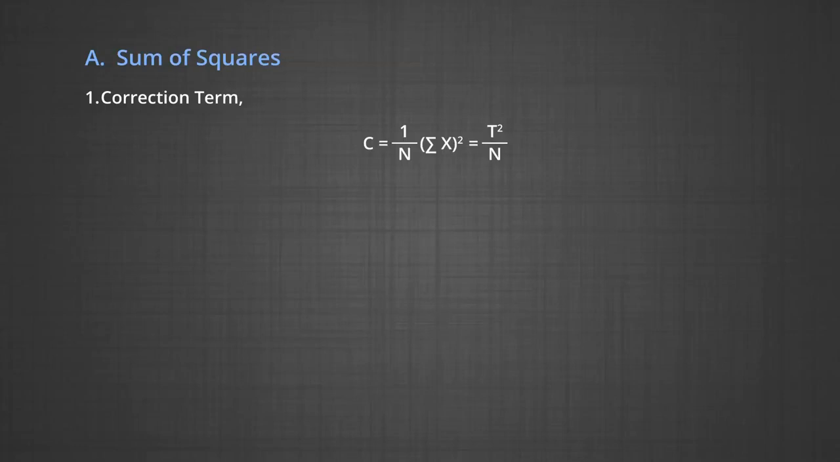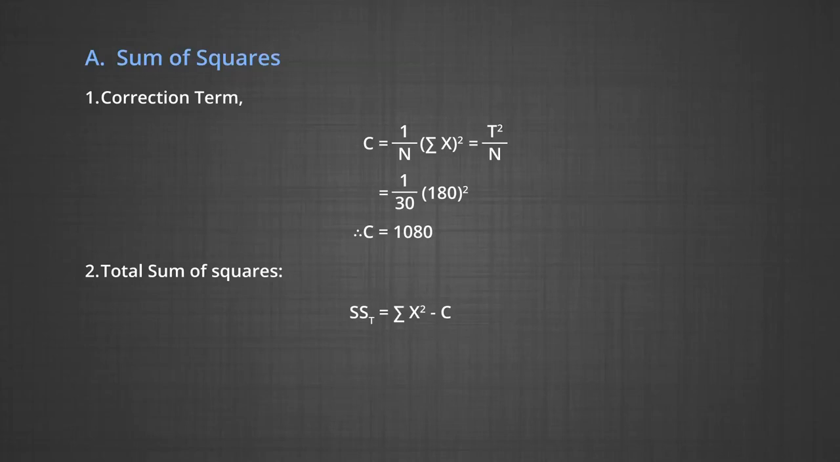Correction term C is equal to 1 upon n times (sigma x) whole square, which is equal to T square upon n, that is 180 square upon 30, and that is 1080. Now we calculate the total sum of squares, and the formula for this is sigma x square minus correction. SS total is equal to 10 square plus 7 square plus 6 square plus 10 square plus and so on, plus 9 square plus 12 square plus 9 square plus 10 square minus correction, that is 1080. That gives me 322 as the value.